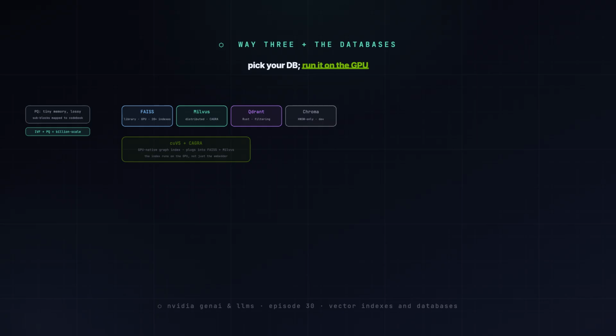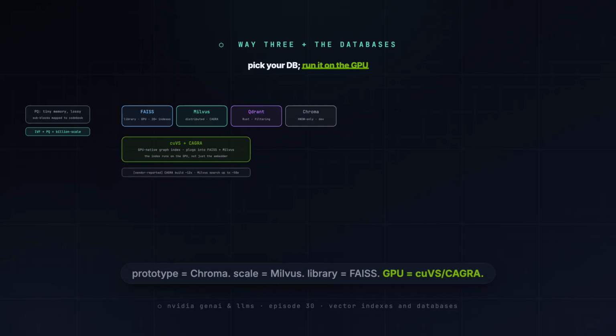And the NVIDIA differentiator, cuVS and CAGRA, put the index itself on the GPU. CAGRA is a graph index built for GPUs from scratch, reported up to 12 times faster builds, and Milvus up to 50 times faster search versus CPU.